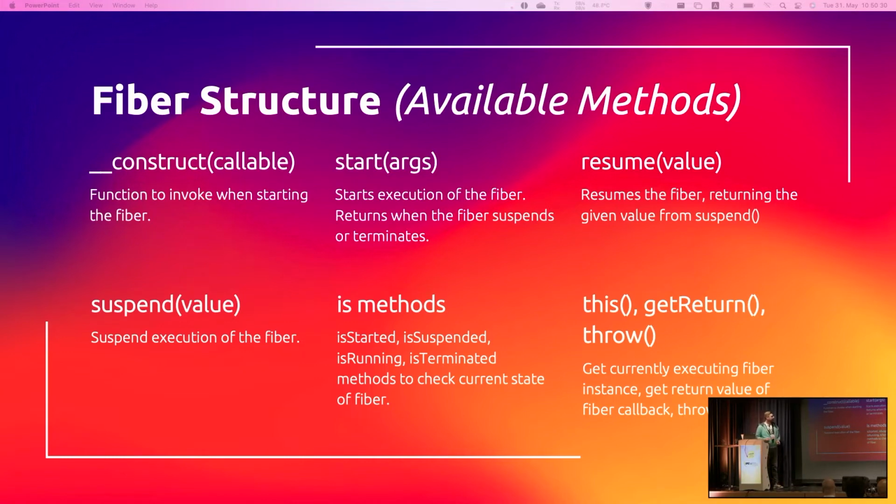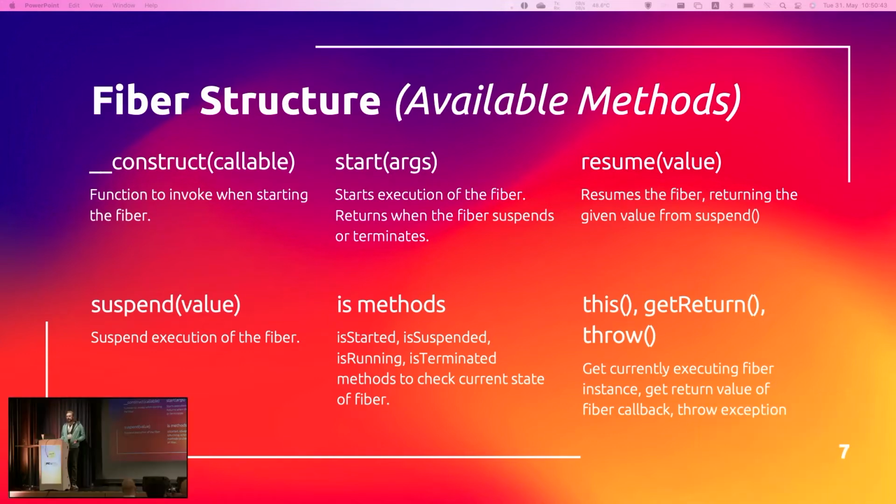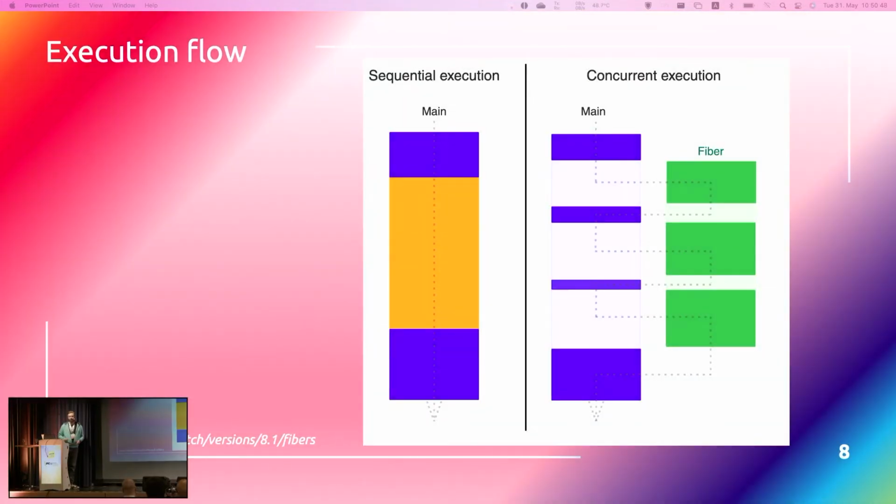So we know how the fiber is structured. We know what kind of methods they have, what kind of mechanism it is. It allows us to run code. But how about the execution flow? How does it really work? We can see it here.